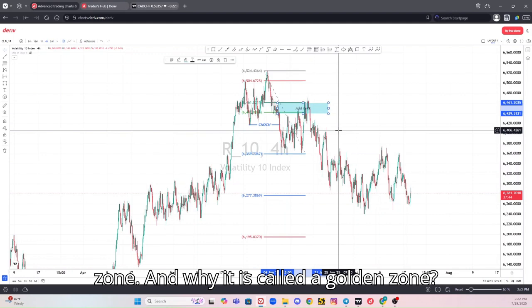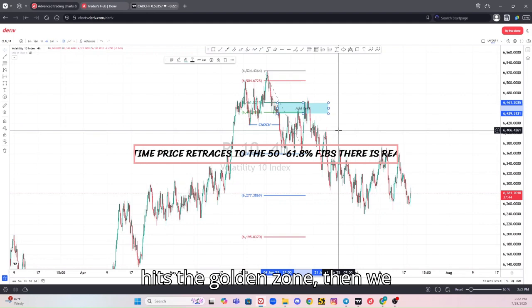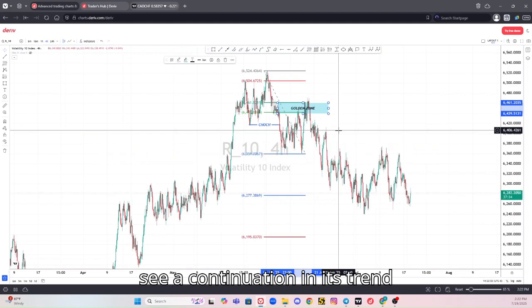And why is it called a golden zone? Because every time that price hits the golden zone, then we see a continuation in its trend. As we go on, we will identify more points of interest where our golden zone is formed. All right, look at this now.